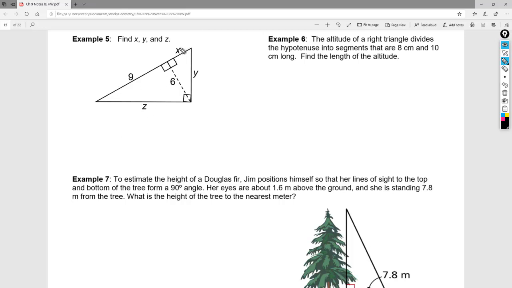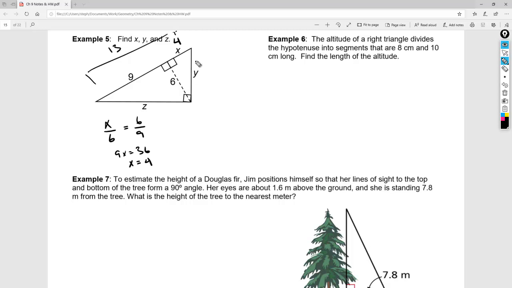I can set up my proportion using the altitude and then my 9 here, so the other segment of the hypotenuse. I can solve for x, so x will be to 6 as 6 is to 9, right? So we're relating to our altitude this time. That means 9x is going to be 36, x is going to be 4. So that means that my hypotenuse has a length of 13.